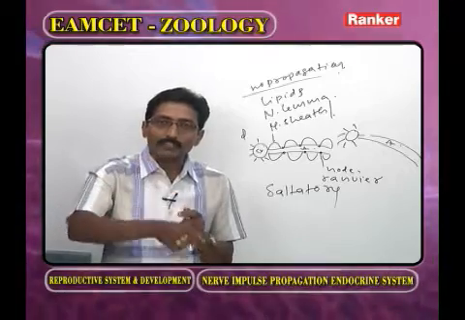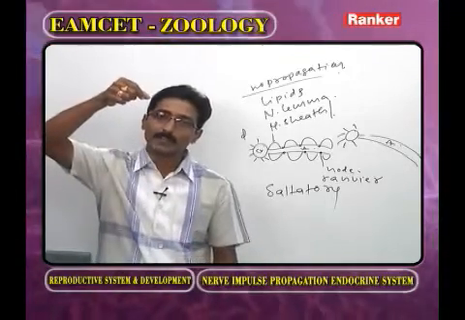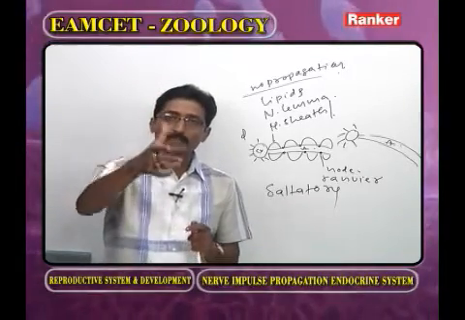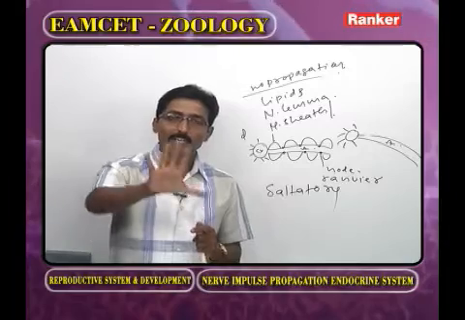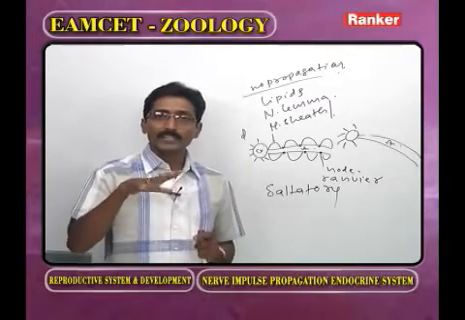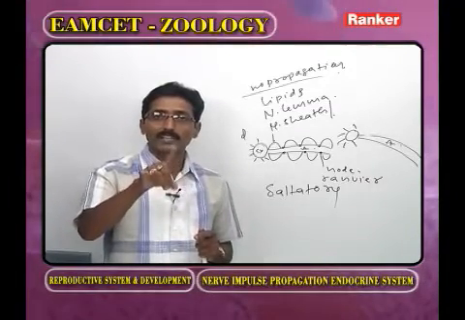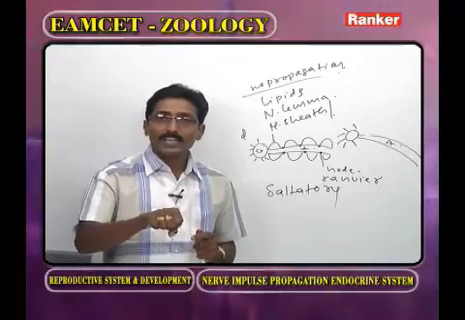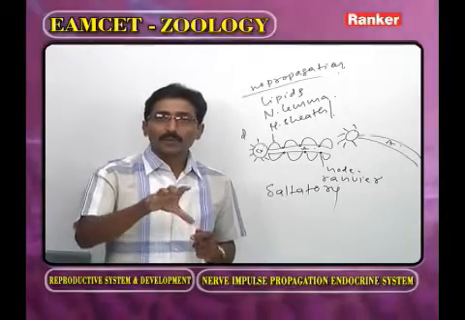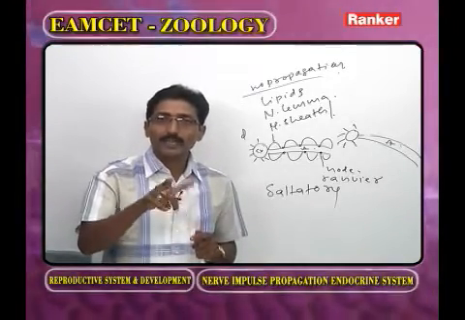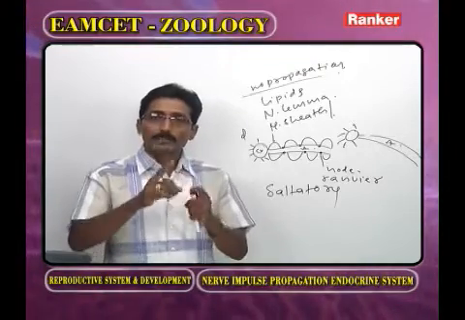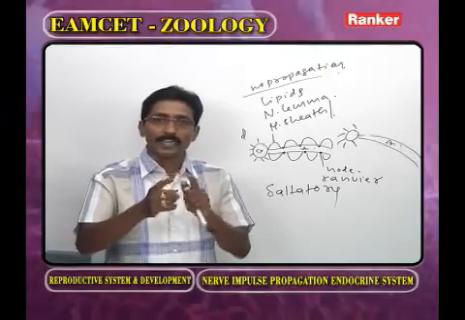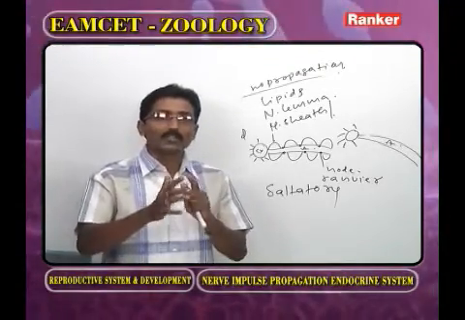The sympathetic nervous system always increases the blood pressure, whereas the parasympathetic decreases the blood pressure. So ultimately, what is the normal blood pressure of a healthy person? 120/80. Here, what is the accelerator? Sympathetic. What is the braking system? Parasympathetic. So sympathetic, parasympathetic activities are antagonistic.